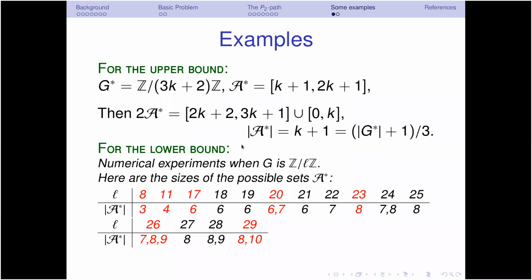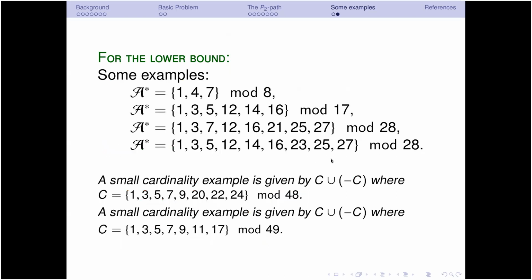And then we started running some numerical experiments in only the case Z/LZ, because it was getting too complicated. And it turns out that we found sets A that were of lesser cardinality than (G star plus 1) by 3. We found for modulo 29, a set of cardinality 8, which is rather small, and the larger L, the smaller the set. If you want to continue, I can give you some specific example that we are trying to rule out.